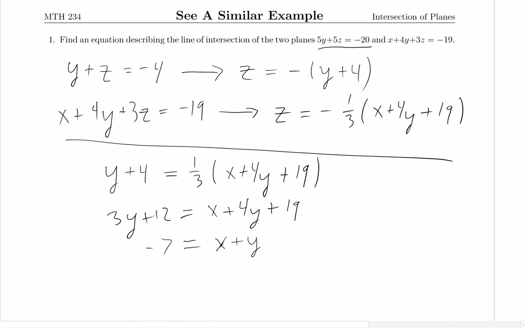So here what we found out is that where these two planes intersect, the x and y coordinates along the intersection satisfy this equation right here, that the sum of the x and y coordinates is negative 7. So from this we can write a vector equation for this line.